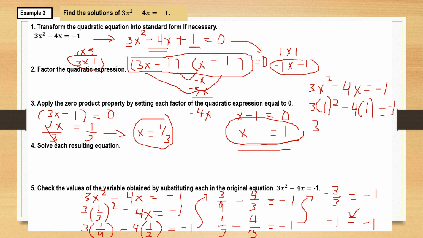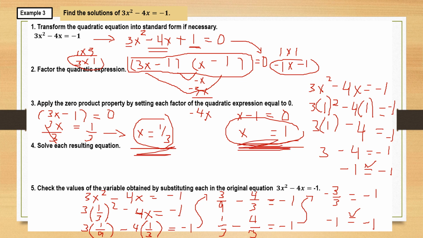Three times 1 squared is 1. Negative 4 times 1 is negative 4. 3 times 1 is 3. Minus 4 is equal to negative 1. 3 minus 4 is negative 1. Negative 1 is equal to negative 1. So this is a true statement. Therefore, 1 satisfies the original equation. Therefore, the two solutions of the quadratic equation are 1/3 and positive 1.